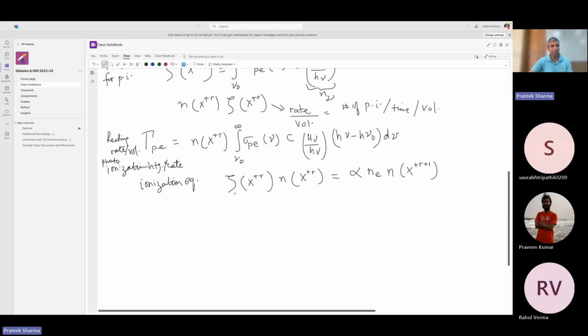So this is the rate of the forward reaction, and this is the backward reaction. So this was probability per unit time. This is number density, so it's rate per unit volume. Similarly, this is the recombination rate. So this is the ionization rate per unit volume, and this is the recombination rate per unit volume.